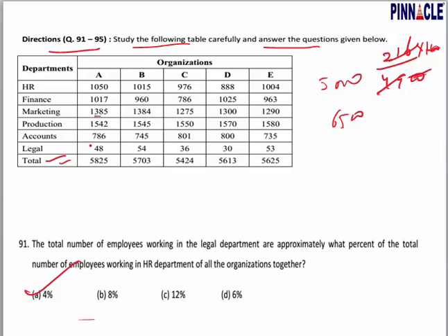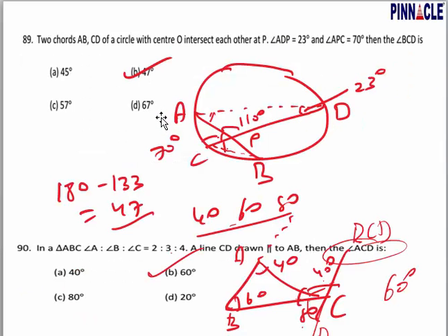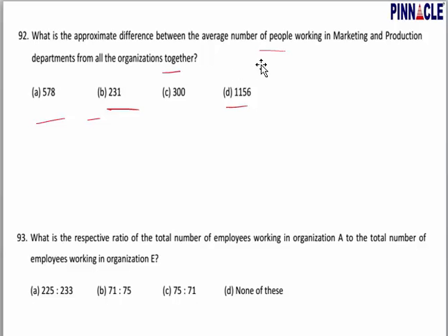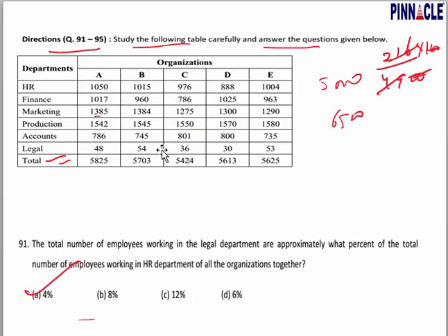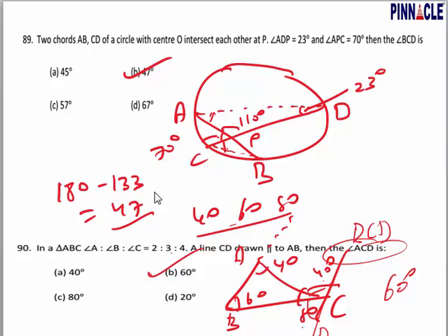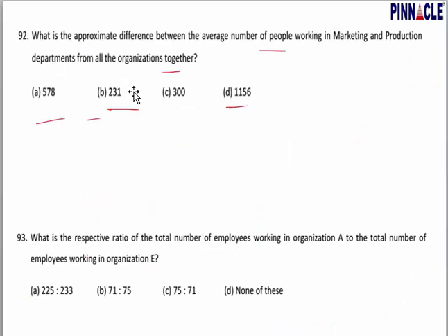Production, let's take the production. Production is 1550 on average, and then 1300 average, so the difference is around 250. 230 is the nearest, 231. So B will be the answer.